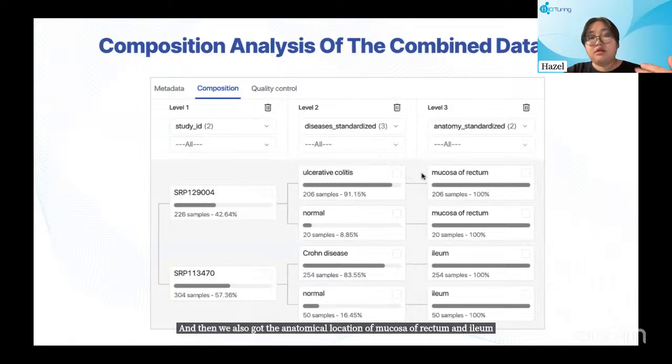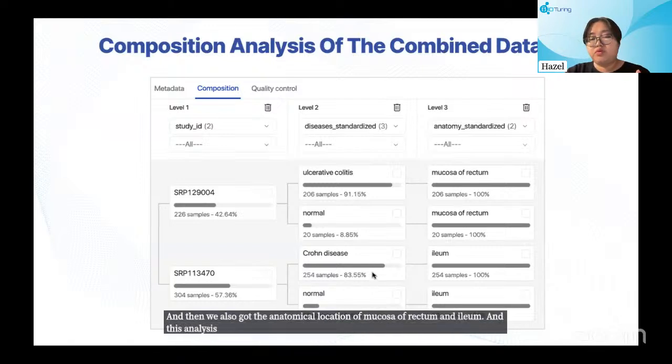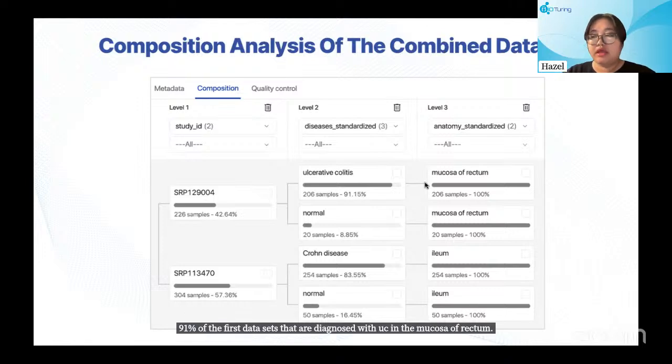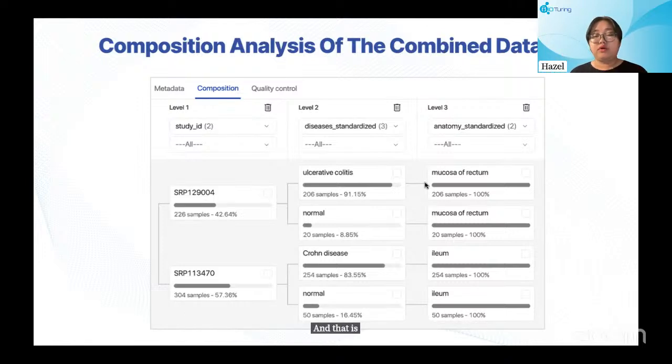And this analysis shows the number of samples in each category and their percentage of the total dataset, as you can see under here. For example, we got 206 samples, representing 91% of the first dataset, that are diagnosed with UC in the mucosa of rectum. Okay, and that is the overview. We performed an overview analysis of the combined dataset.